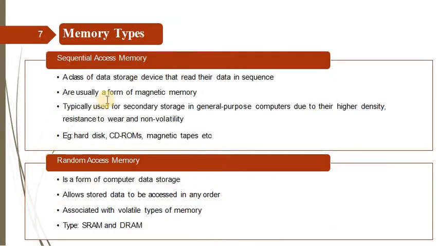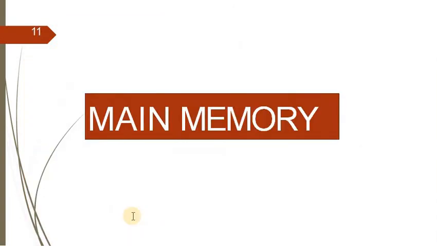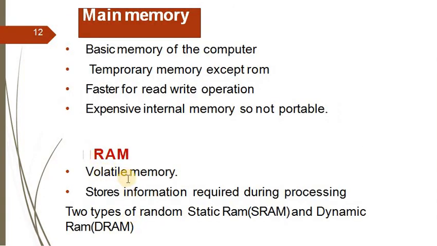So see here, sequential access is non-volatile. Random access memory, that is RAM, is volatile. So random access memory, that is what we are seeing here, main memory. So it is a volatile memory. Stores information required during processing. Two types of RAM are there. One is static RAM, that you call it as SRAM, and another one is dynamic RAM, DRAM.